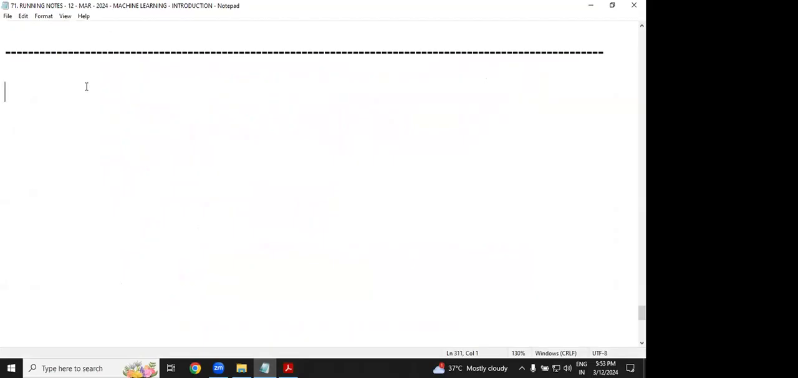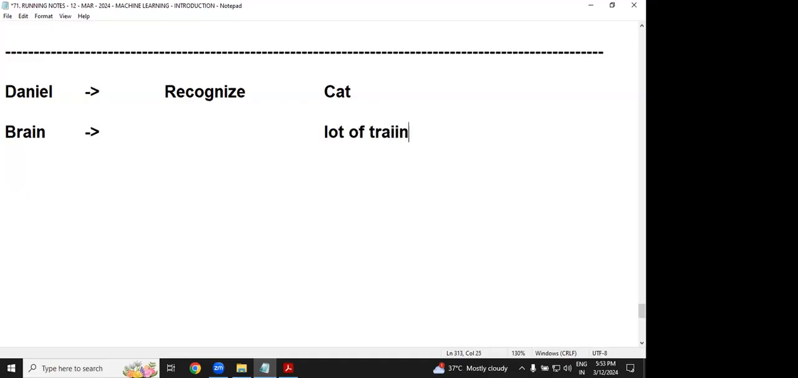Let's take Daniel. So successfully I'm able to recognize what exactly? Cat. To recognize that this one is a cat, definitely in my brain a lot of training happened. This training can be, on an average, minimum 1 crore images, 1 crore situations.